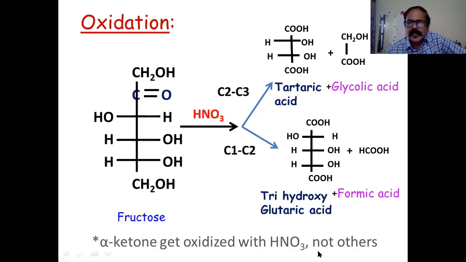This fragmentation indicates that an alpha ketone gets oxidized with nitric acid, not others. This is a strong point: if the carbonyl keto group is present at the third or fourth carbon, nitric acid cannot make fragments. This fragmentation will happen only when the carbonyl is at the alpha position, that is, the second position. Then we can conclude that fructose has an alpha ketone.